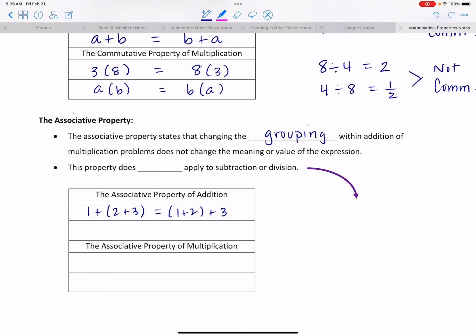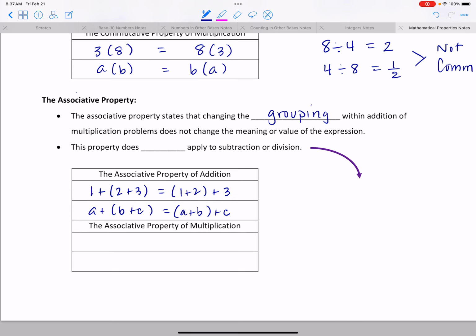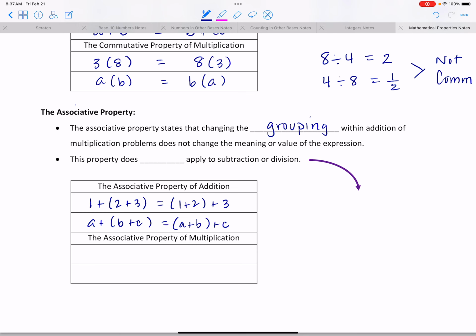So for any numbers, let's say A plus B plus C, we can change the grouping, call it A plus B and then plus C out of the group, and we're not changing our answer. So that's what we call the associative property for addition. Again, keeping in mind not changing the order like we did with the commutative property, just changing the grouping. And this property will hold for multiplication as well.